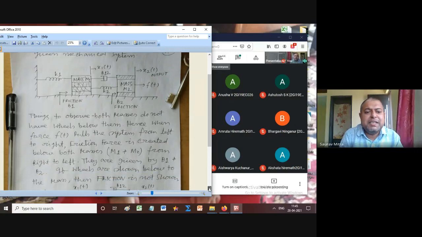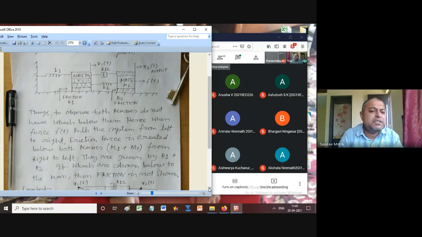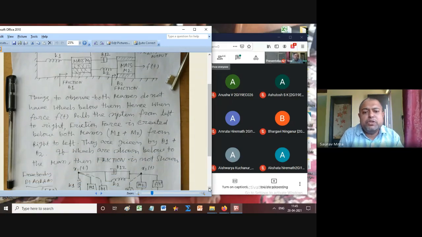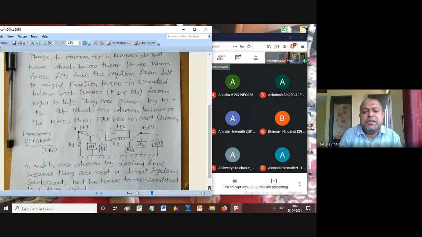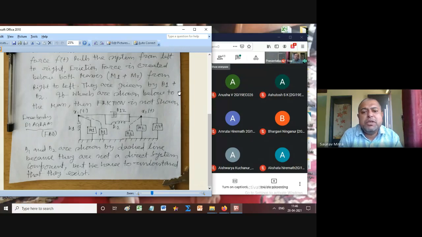So things to observe. Now I have written it in detail. So this numerical actually I solved first. Things to observe: both masses do not have wheels below them. Hence, whenever we are writing Ft, from left to right, friction force is created below the masses m1 and m2. So we are assuming the forces as B1 and B2. So they are the friction force. Here, this is the free body diagram. Books are generally not giving a free body diagram, so you should be able to draw it properly.